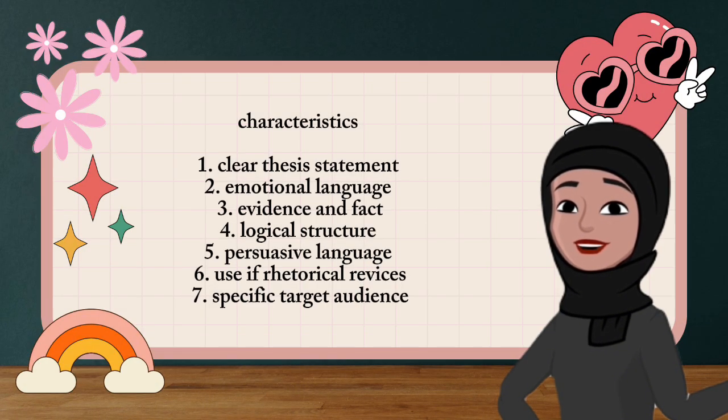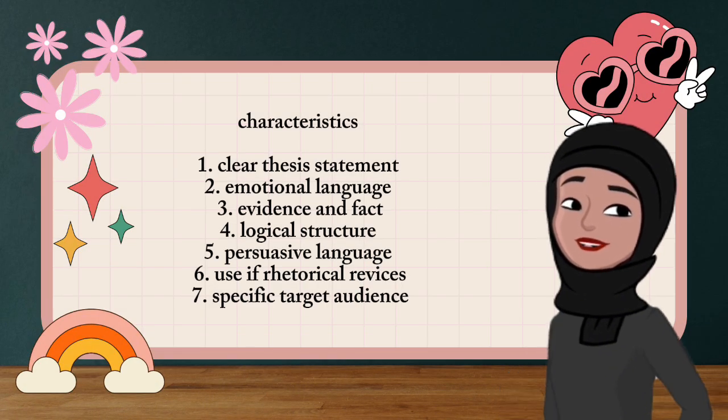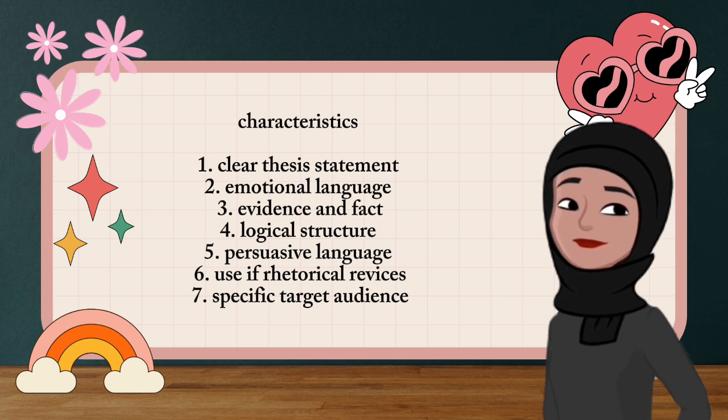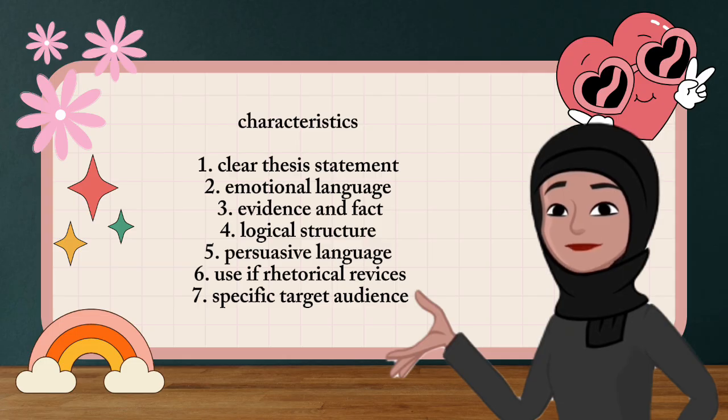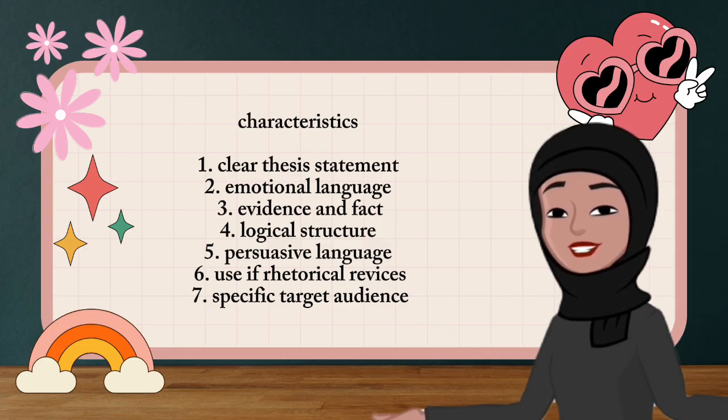Here are the characteristics of persuasive text. Clear thesis statement. A persuasive text always has a main argument that is clearly stated at the beginning or end. This forms the basis of the entire text.